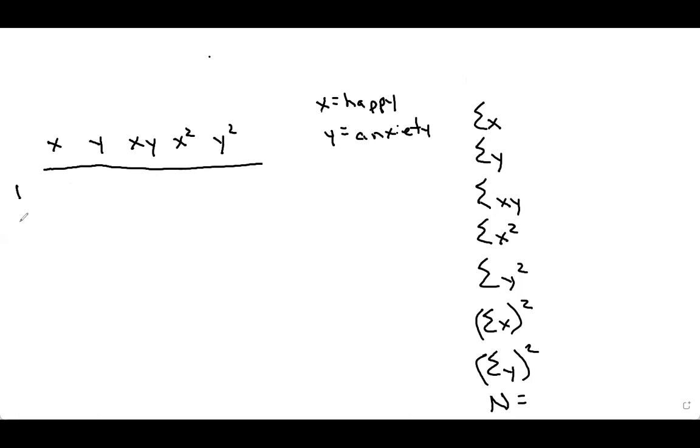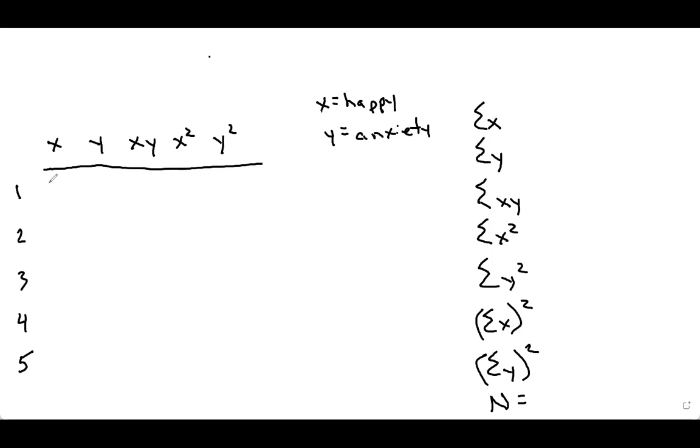For the sake of simplicity, we're only going to look at 5 clients and what their scores were on these inventories. Remember, let's just assume that both of these inventories, for happiness and anxiety, run continuous data, which is really interval data, because Pearson product can only run if it is in fact continuous data or continuous variables. So let's go ahead and put the numbers in.